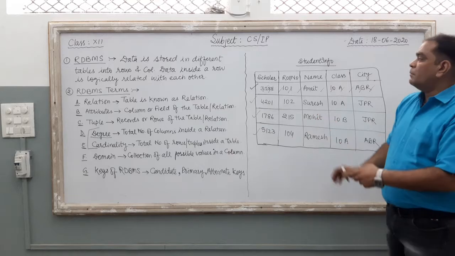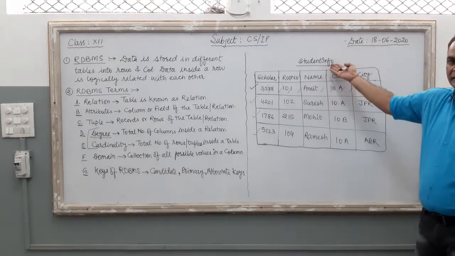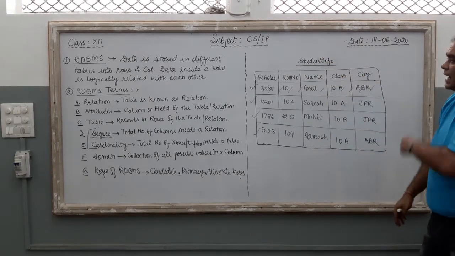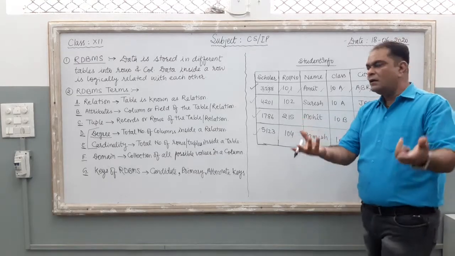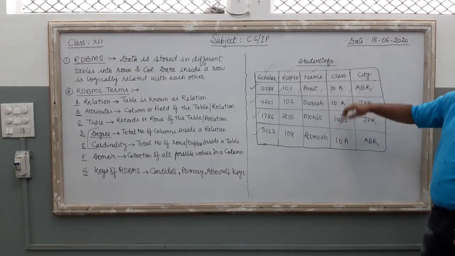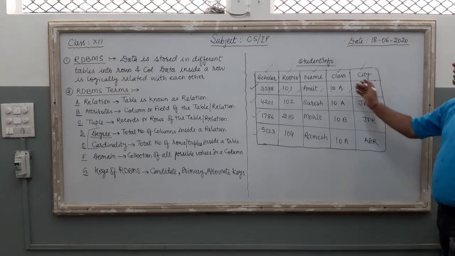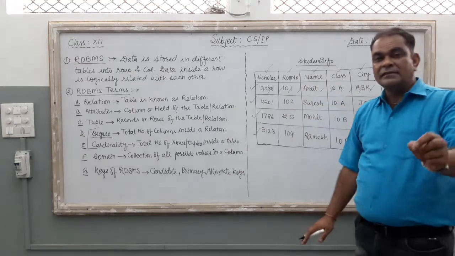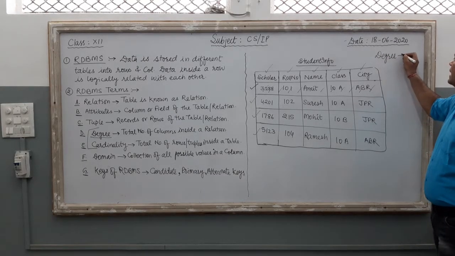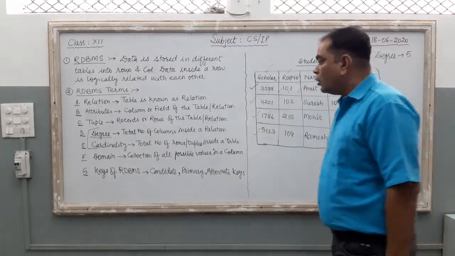Now just see, it is student info. The name of the table is student info. We can say the relation name is student info. If we look at that particular table, the relation, how many columns are there? Count it. The first column is scholar number, second is roll number, third is name, fourth is class, and fifth is city. So 1, 2, 3, 4, 5. There are 5 columns in the table, so we can say the degree of this table is 5. We can write it also. Degree of this table is 5. 5 columns, 5 degree.